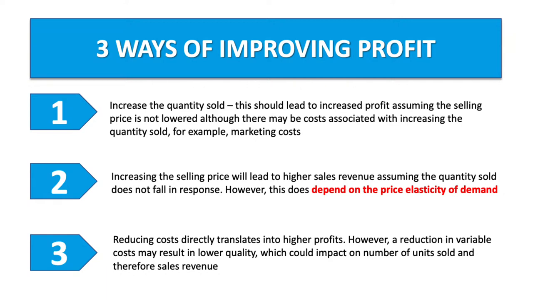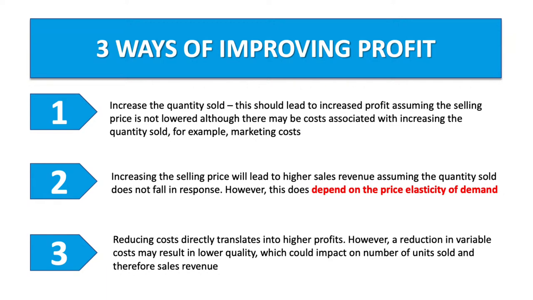Let's start off with increasing the quantity sold. That should lead to increased profit, but there's an assumption we have to make here. We have to assume that the selling price is not lowered. And there may also be other costs associated with increasing the quantity sold. So in order to stimulate that increase in demand, there may be a marketing campaign, for example. Okay, so with these chains of reasoning, always state any assumptions that we're making to help the reader of your work follow your thought process.